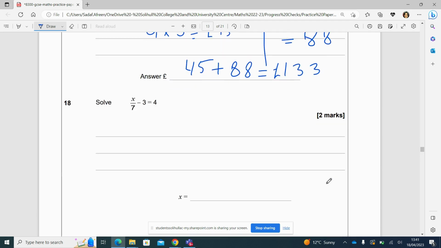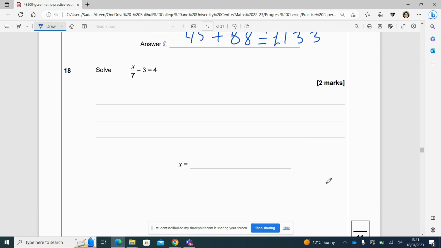Question number 18, solve x over 7 minus 3 equals 4. Okay, so in order to solve any equation, we will always do the reverse calculation. So we do the reverse calculation of this, which is, the opposite of minus is plus. So we do 4 plus 3, which is 7. And then you do the reverse of this part here. So if we are dividing a number by 7, we do the opposite of that, which is multiplication. So you do 7 times 7, which is 49.